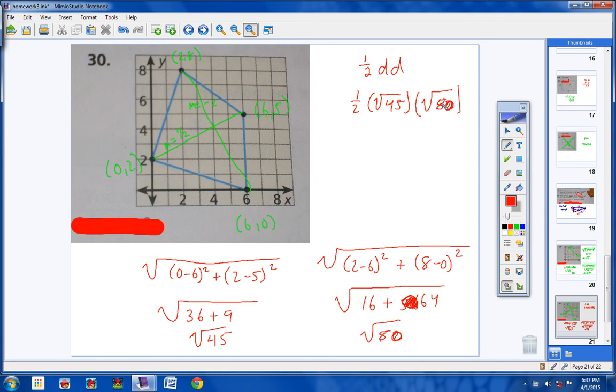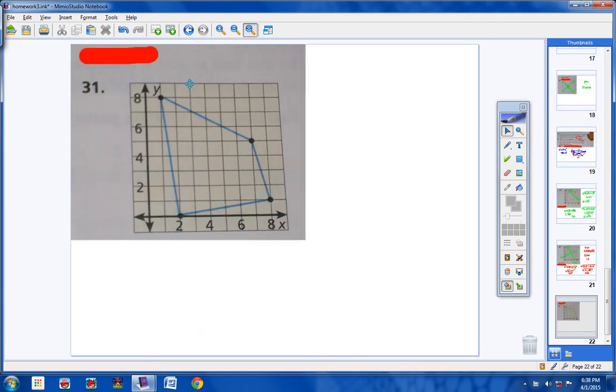Let's see. Here we go. Yes, that takes care of it. When you take the square root of 45 times the square root of 80, you get 60. 1/2 times 60 is 30. 30 square units. Alright, and there it is, okay? Alright, moving on to our last problem.